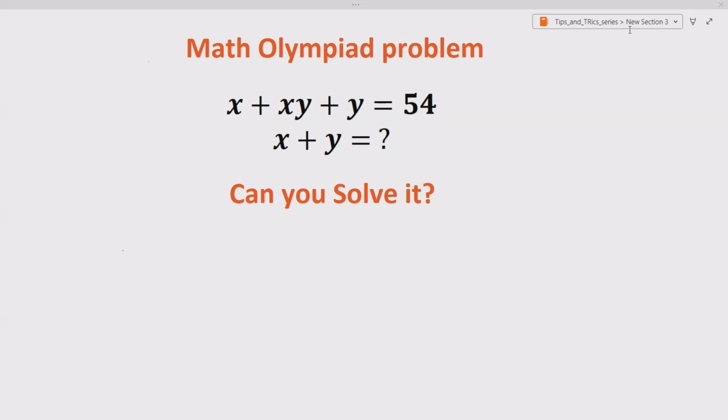Our question today is about the famous Math Olympiad problem in which we are given two algebraic equations. We know the value of one algebraic equation, what it is equal to, and we have to find the value of another algebraic expression, which is x plus y. So let's see how we can solve this question.